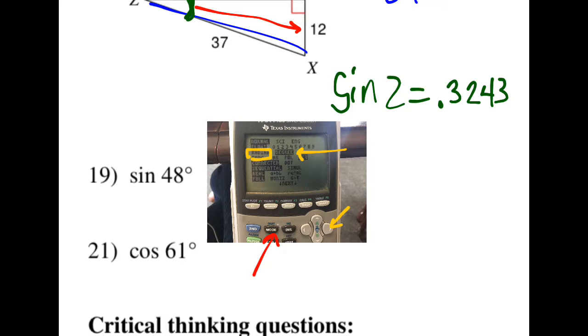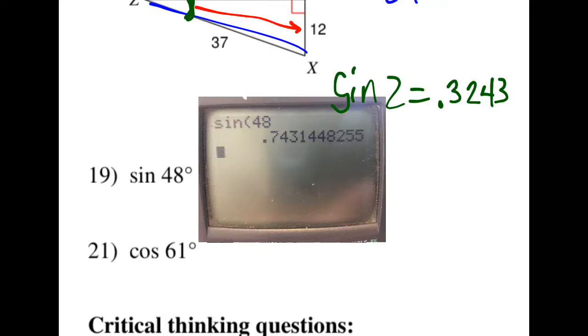Then you can just do second quit, and then do the mode button again, and that takes you back to your regular screen. And then you should have your sine, cosine, and tangent buttons. They're above the 7, 8, and 9, two up from that. All right, so all you need to do in this case is type in sine 48 and hit enter.